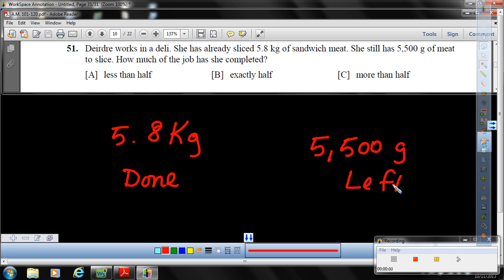And we need to put, which one's bigger? Now we need to put greater than, less than, or equal to. Now before we can compare these two numbers, we need to make sure the units are the same, and the units are not the same. So we can either change the 5.8 kilograms into grams, or we can change the grams into kilograms. So we need to ask ourselves, how many grams are in 1 kilogram? Well, there are 1,000 grams in 1 kilogram.